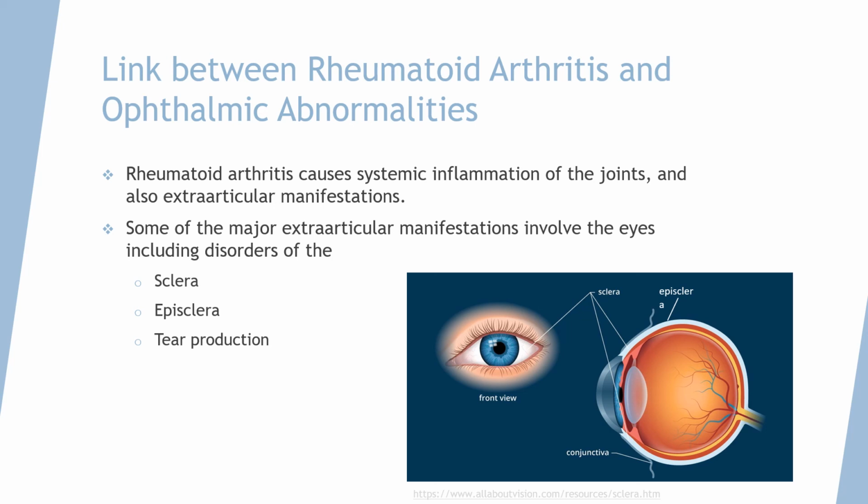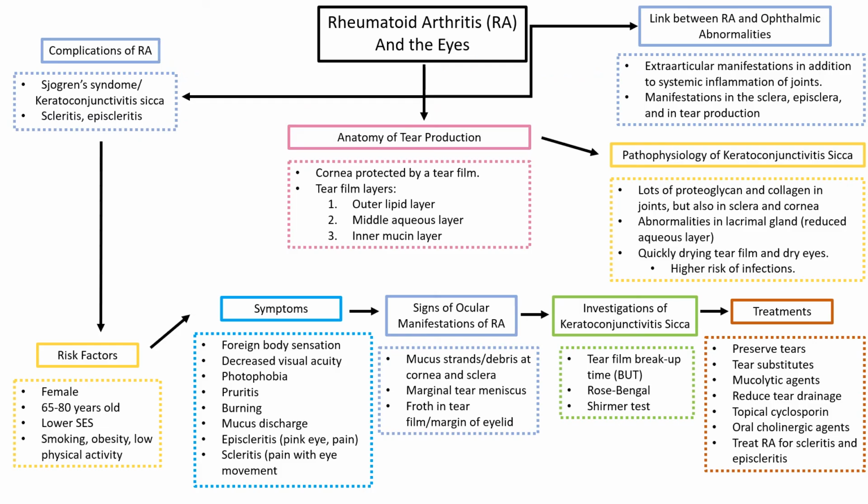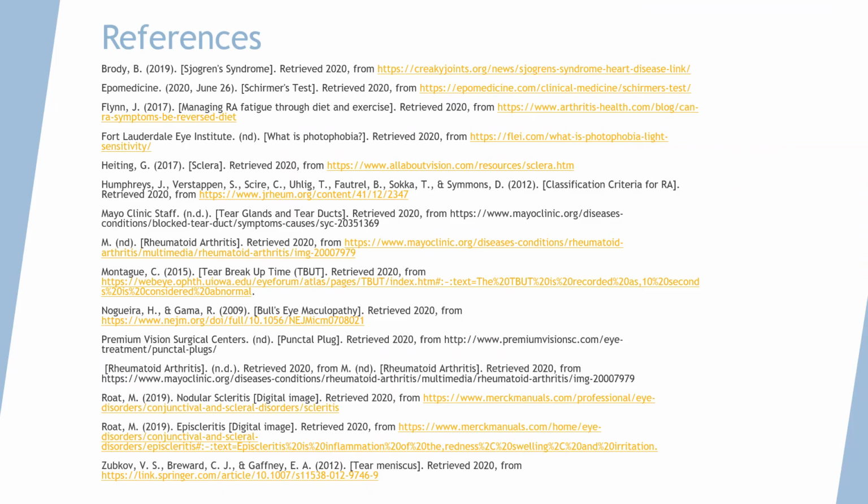Rheumatoid arthritis can cause systemic inflammation of the joints and involve the eye as a part of extra-articular manifestations. This includes the inflammation of the sclera and the episclera, and also causes keratoconjunctivitis sicca by affecting tear production. This is a flowchart summary of everything we've covered today. And these are the references of all the resources that we used to put this presentation together.